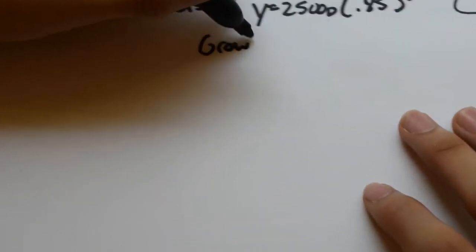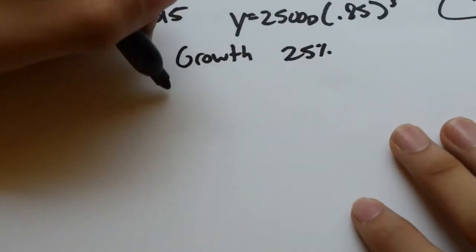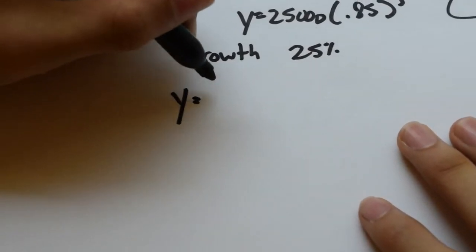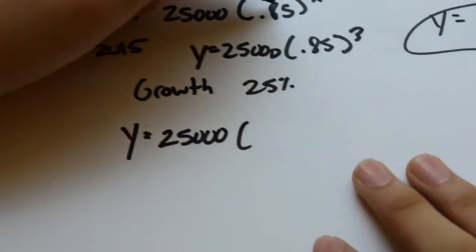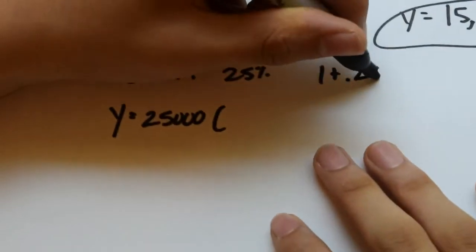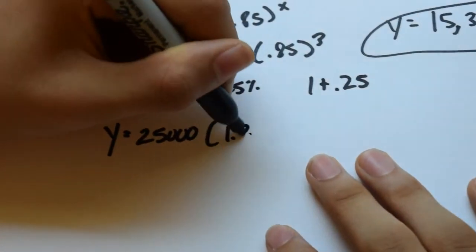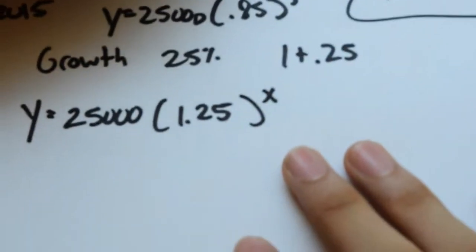Now let's talk about growth. Say we have a growth rate of 25%. In this case, the setup is basically the same. Y equals 25,000 times, instead of subtracting from 1, we add to 1. So 1 plus 0.25, that gives us 1.25. And also to the power of x, which is representative of the years after 2012.